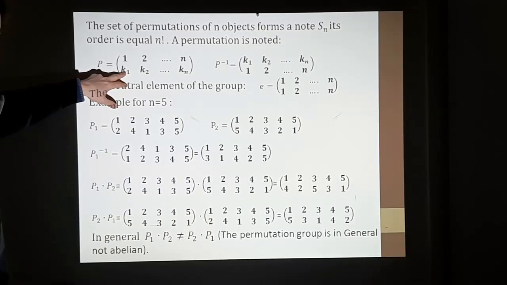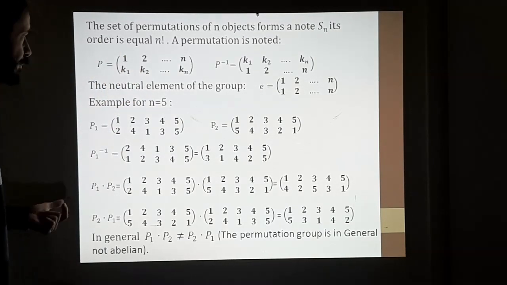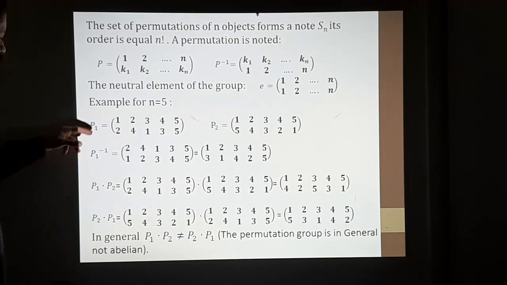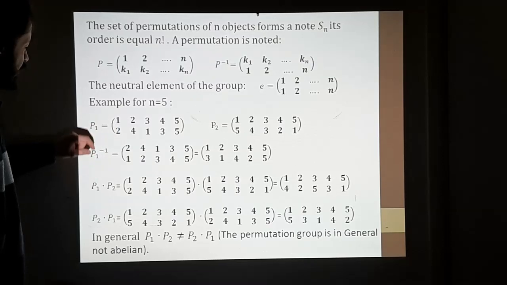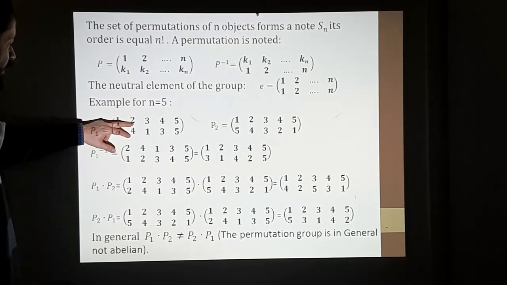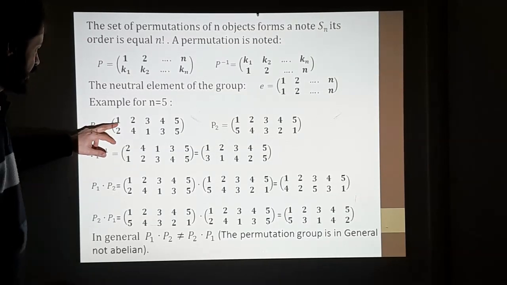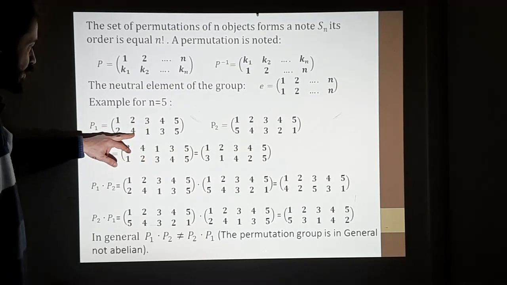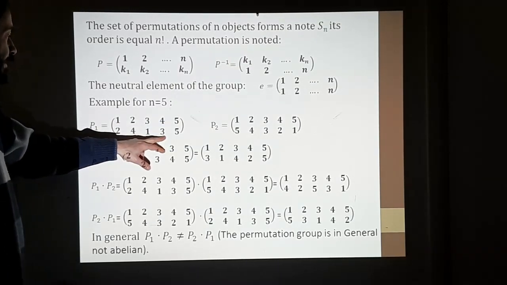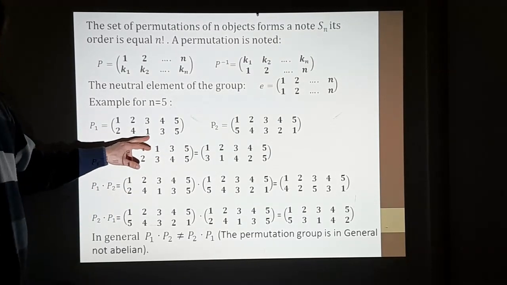I put the k1 object in the first position, the k2 object in the second position, etc. So for example here, this permutation p1 means that the second object, I placed it in the first position. The fourth object, I placed it in second position. The third object, I placed it in fourth position, and the first object in third position, etc.